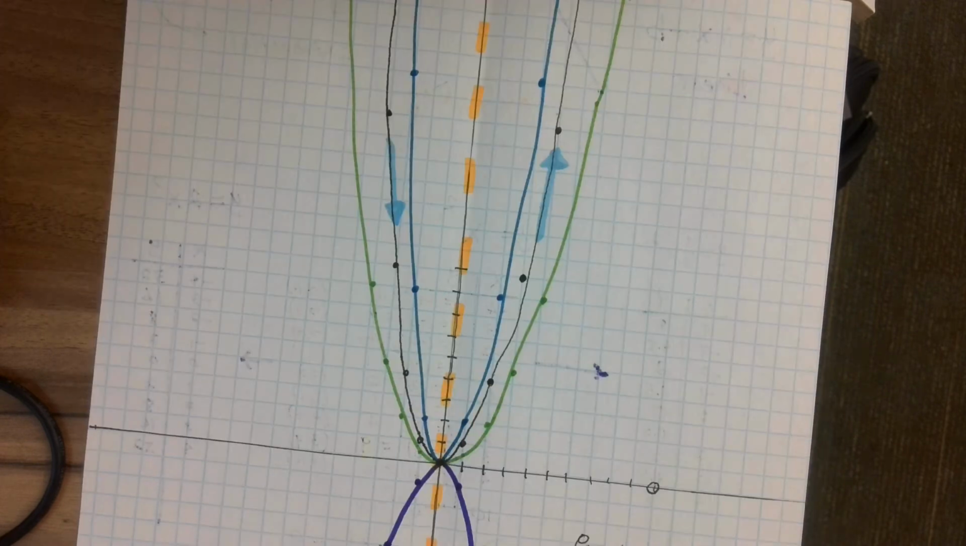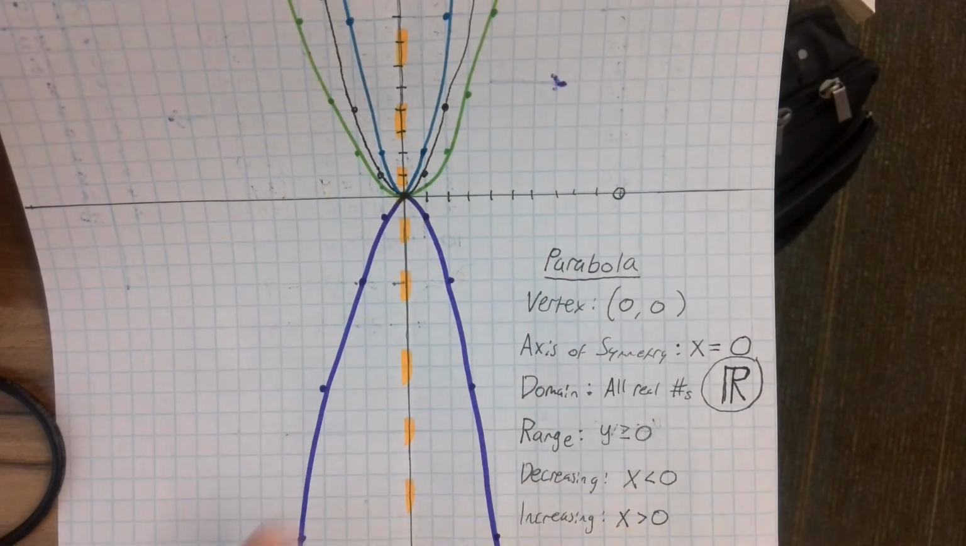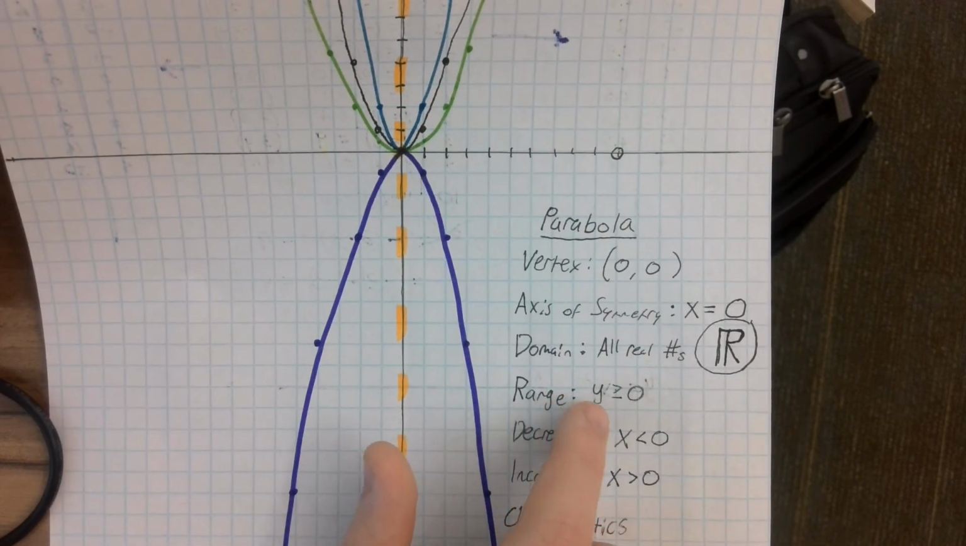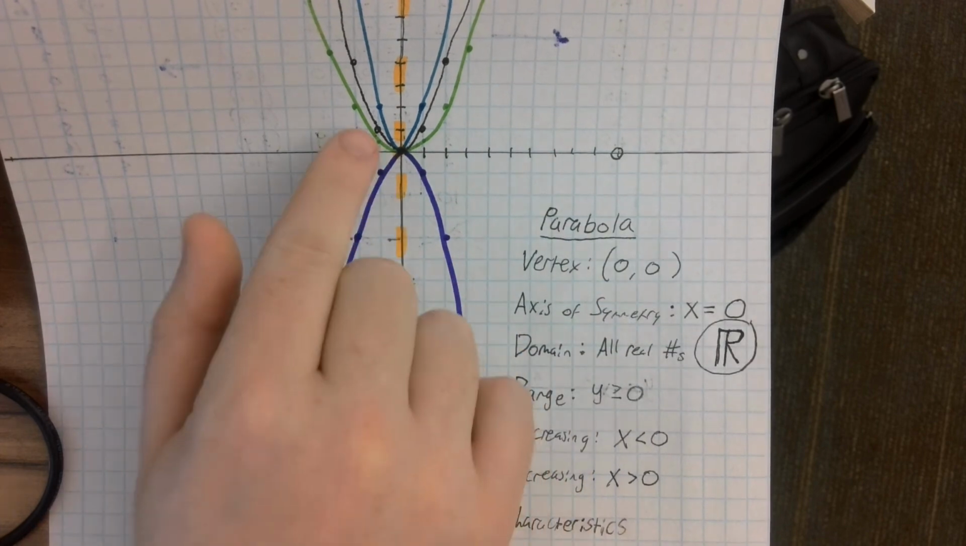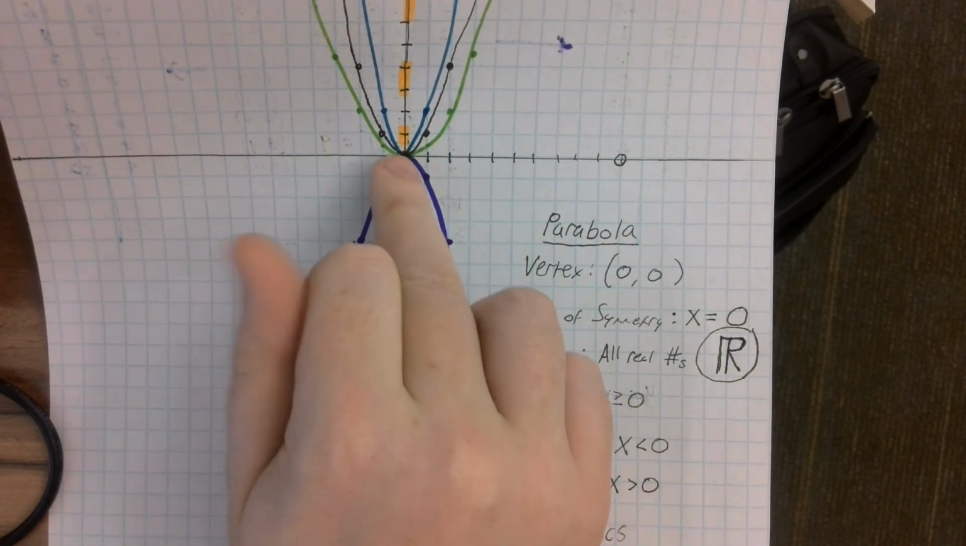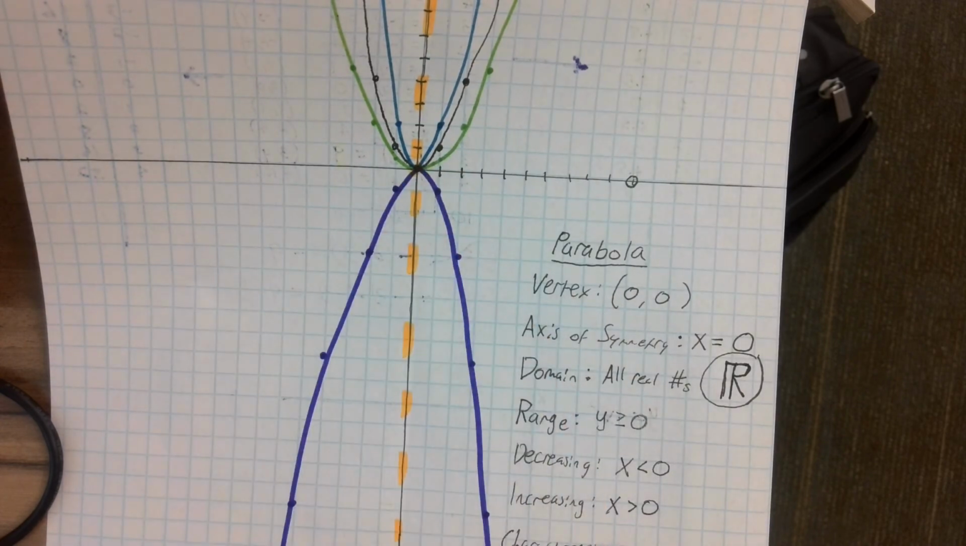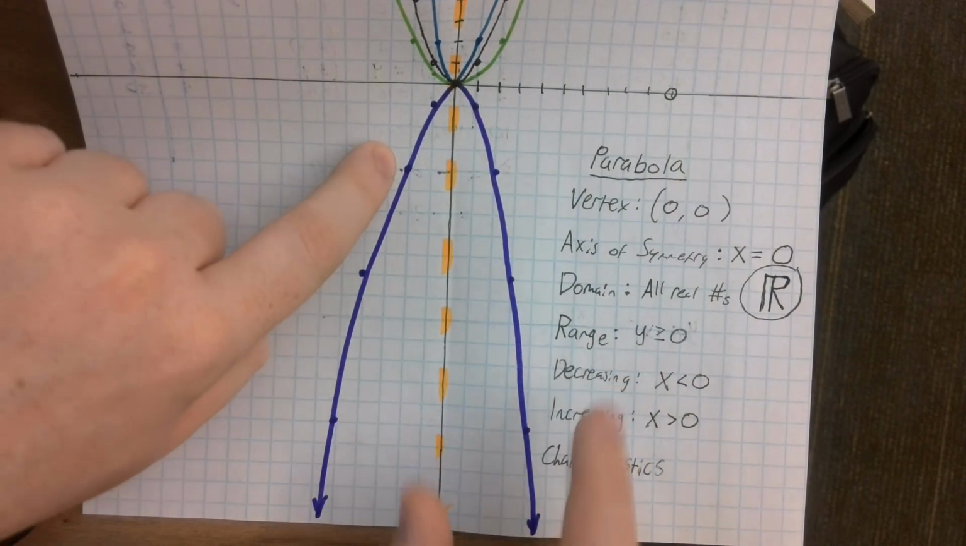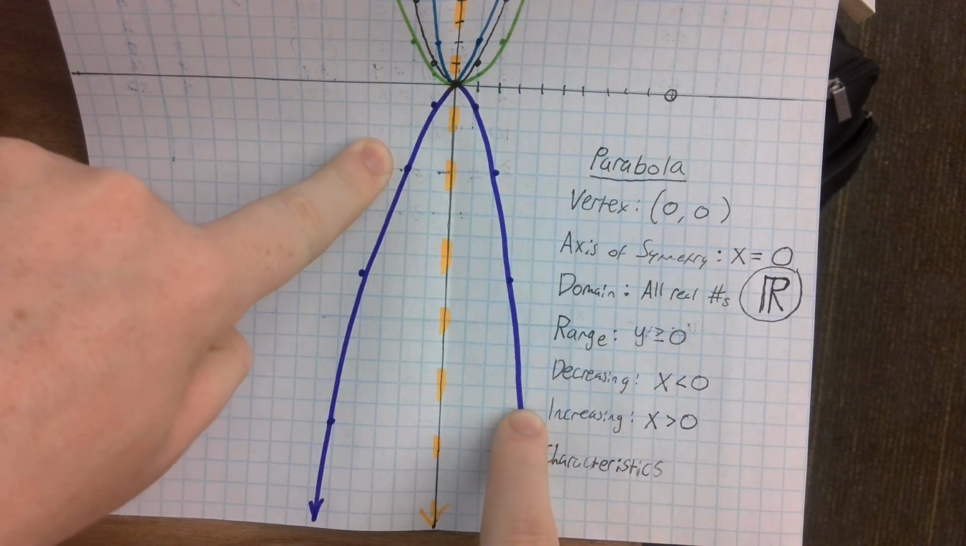How'd you do? You should have noticed that it's the same as x squared, but all of our y values are negative, so the graph turned into an upside-down parabola. In this parabola, everything is going to be the same except for our range. Instead of y being bigger than 0, it's going to be y is less than 0. Our y values are all negative, so they're less than 0. Instead of it decreasing when x is less than 0, it's increasing when x is less than 0, and then decreasing after we hit x equals 0.